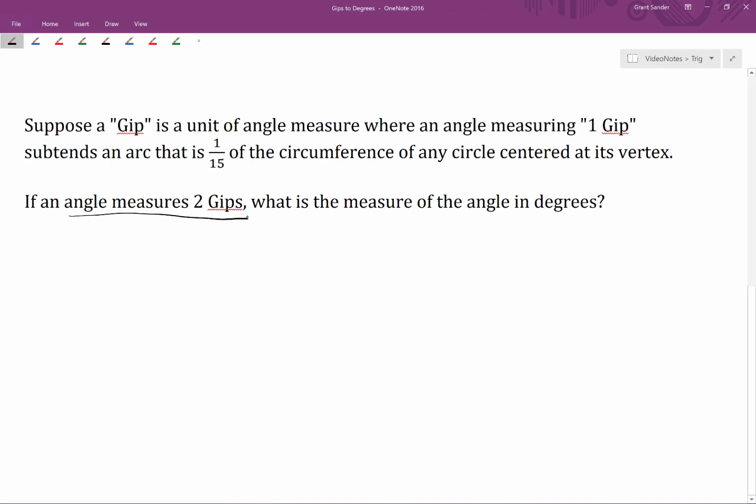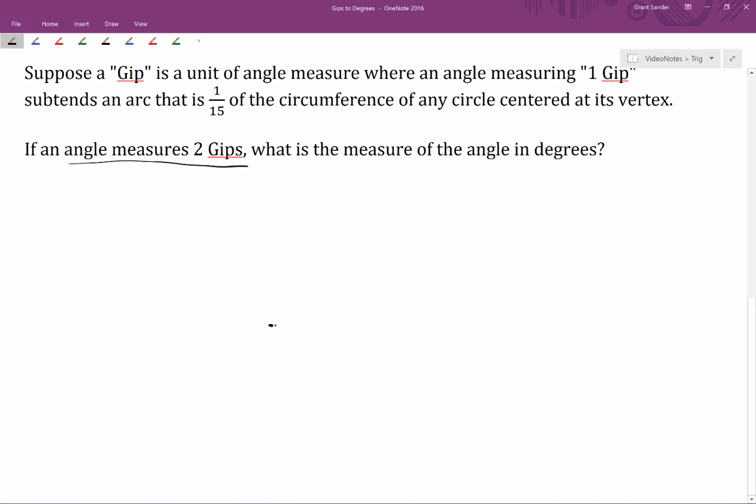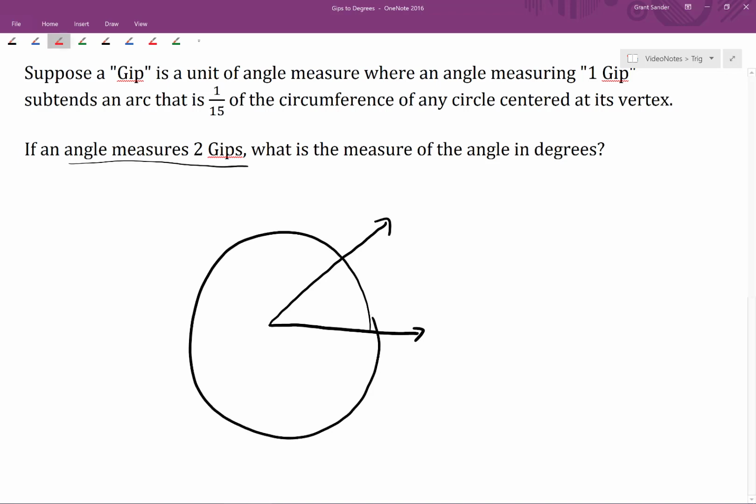So let's suppose an angle measures 2 gips, and we want to know the measure of the angle in degrees. First of all, let's draw a diagram of our angle here. We'll draw our initial ray in the 3 o'clock position, and then since we have 2 out of 15 gips, maybe our terminal ray looks something like that. And then we'll draw a circle centered at the angle's vertex. When we talk about angle measure, we're talking about measuring this subtended arc using some fractional part of the circumference of the circle. And so what we decided was 1 gip is 1/15 of the circumference of the circle, so we can mark off 1/15 of the circumference, and this angle subtends 2 of those portions of the circumference.